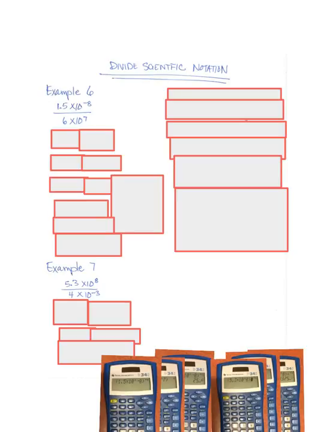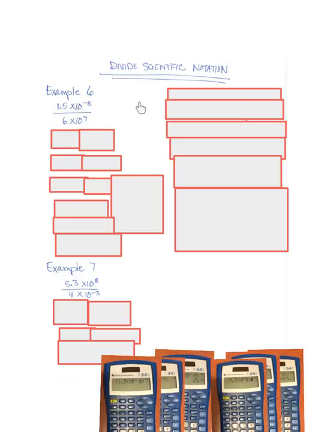Now let's go ahead and go into division. Division is pretty much like multiplication, and we are going to look at this example here. The example we have is 1.5 times 10 to the negative 8, divided by 6 times 10 to the 9th.